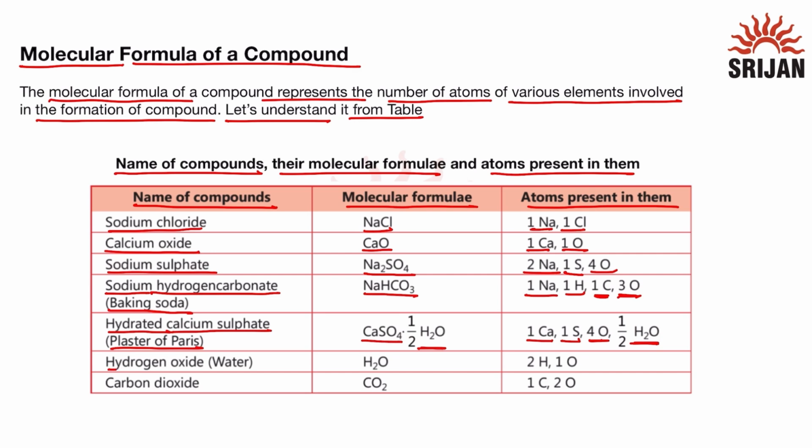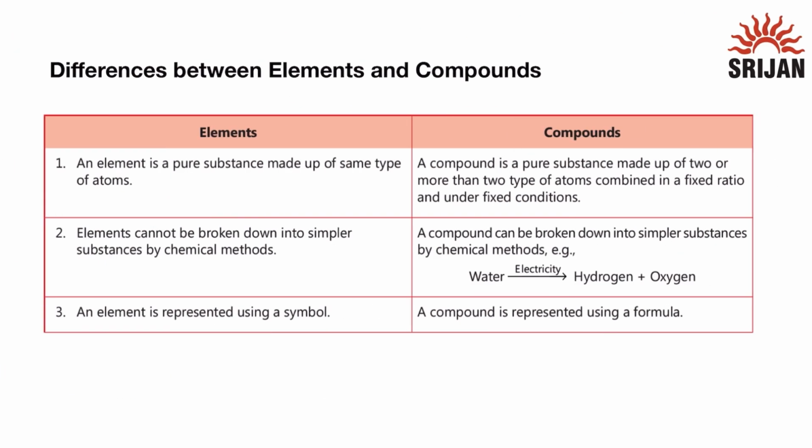Now next is hydrogen oxide, which is also known as water. It is represented as H2O. This means there are two atoms of hydrogen and one atom of oxygen. Next is carbon dioxide. Its formula is CO2, and one carbon atom and two oxygen atoms are present. Now let us read the differences between elements and compounds.